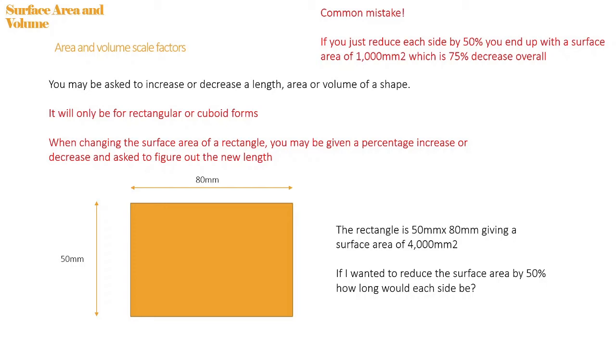So, like with that dice one, where it said it's been reduced by 10%, that type of thing. So, the most common mistake here is, if you just reduce each side by 50%, you end up with a surface area of 1,000, which is a 25% decrease overall. So, what we're going to go through, so the rectangle is 50 by 80, given a surface area of 4,000. Okay, if I want to reduce the surface area by 50%, how long would each side be?